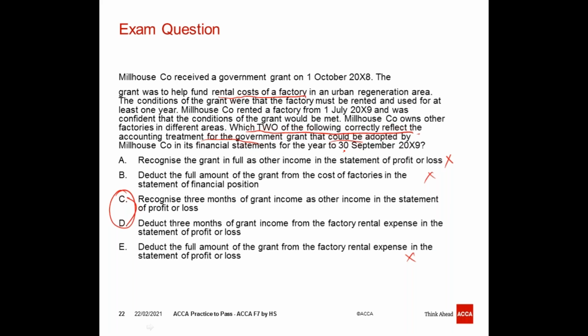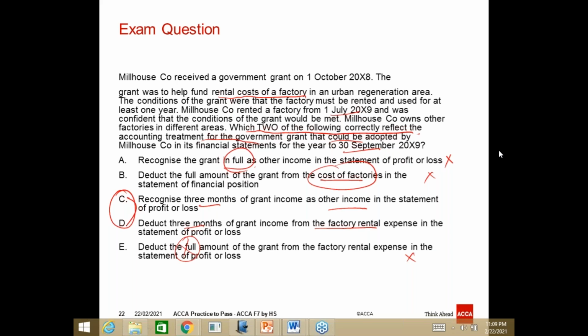Because the year end of the company is 30th September and we rented this factory on 1st July. So from July, August, September, we have just used the factory for 3 months. So we can only recognize the income for the 3 months, which could be reported as other income or adjusted against the related expenses. We cannot adjust the full amount because the grant is for a 12 month period and we have only used 3 months of expenses for the factory. Deducting the full amount of the grant from the cost of the factory is the treatment of a grant related to an asset. That's why it's wrong. You cannot recognize the full amount of the grant against the factory rental expenses. So you know from these questions that if C and D are right, then A, B, and E are wrong.